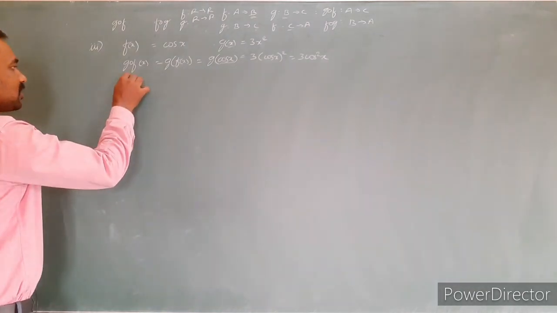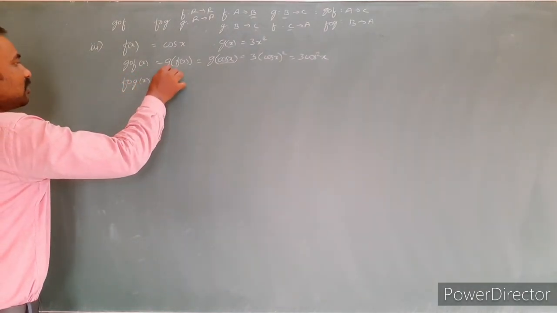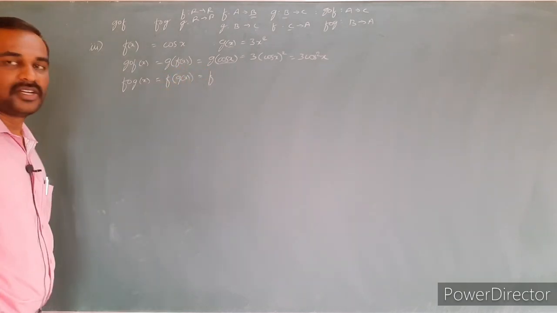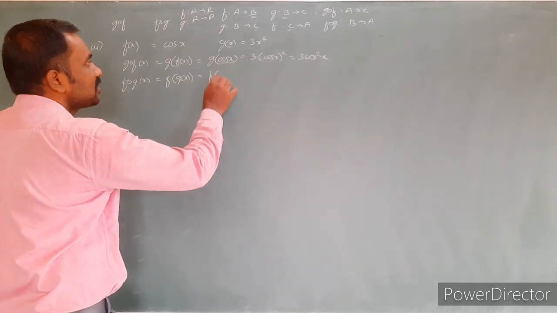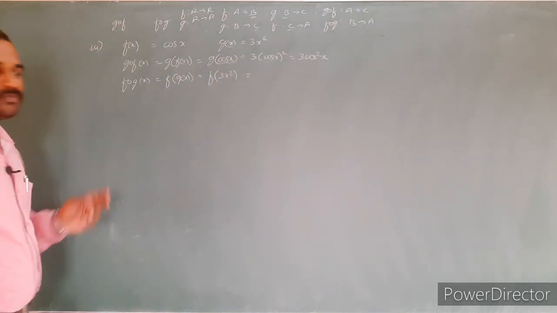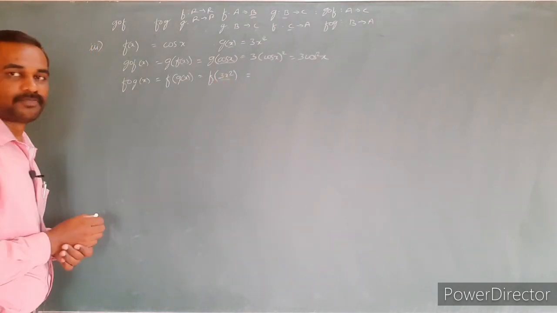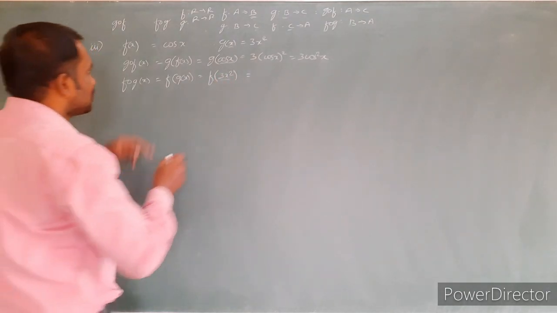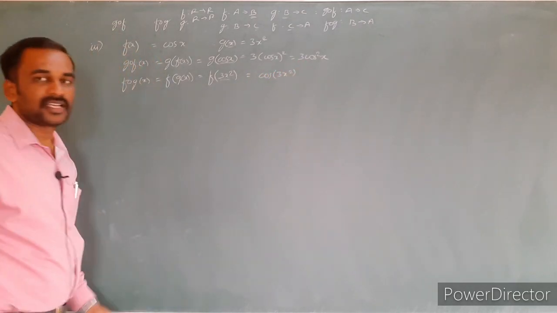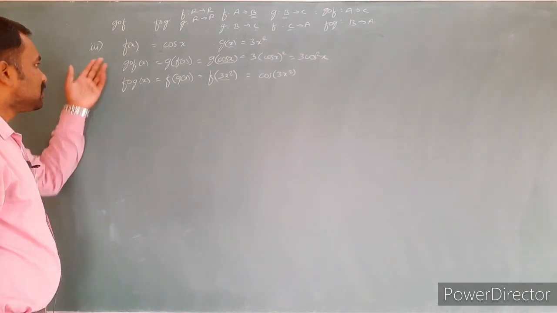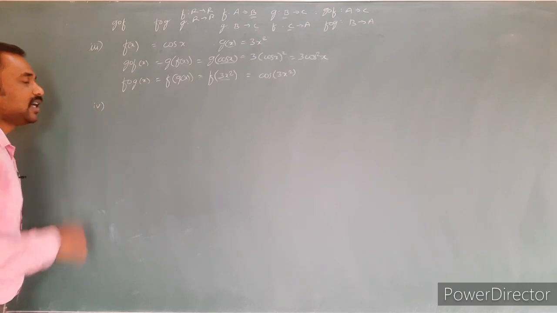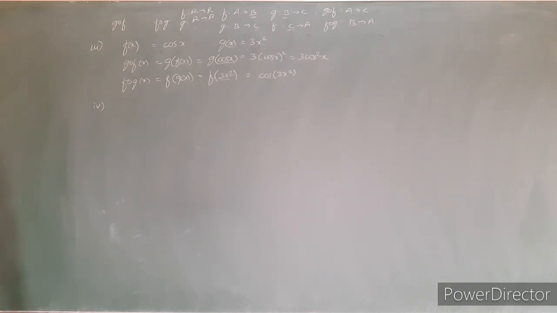Similarly, f∘g of x is equal to f of g of x. First of all, we have to replace the inside value, the g of x value. What is g of x? 3x². Now it is of the form f of x, and in place of x we put 3x². Wherever x is there, replace it with 3x². This gives cos of 3x². That's all. We got g∘f as well as f∘g. Very simple and important type of problem for the 2 marks.